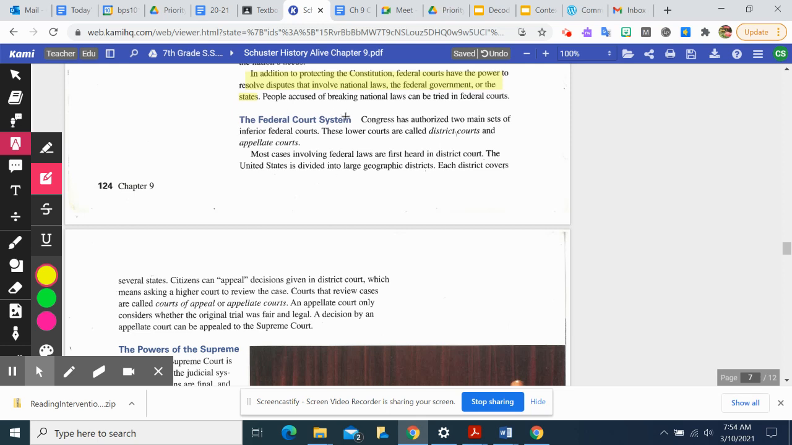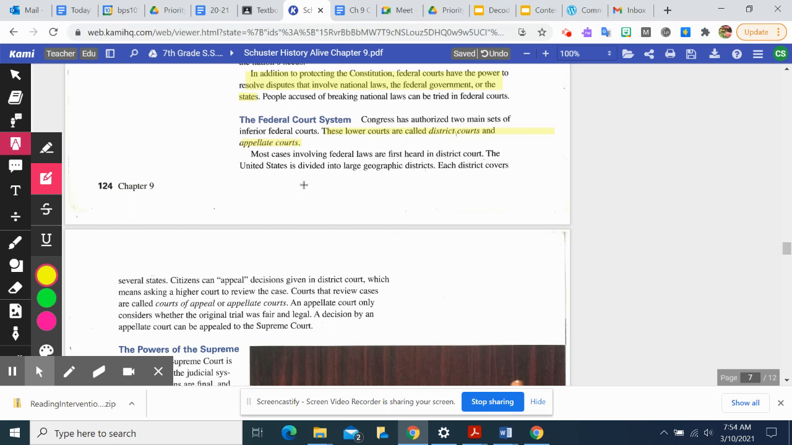The federal court system. Congress has authorized two main sets of inferior federal courts. These lower courts are called district courts and appellate courts. It's hard to remember how to pronounce that.